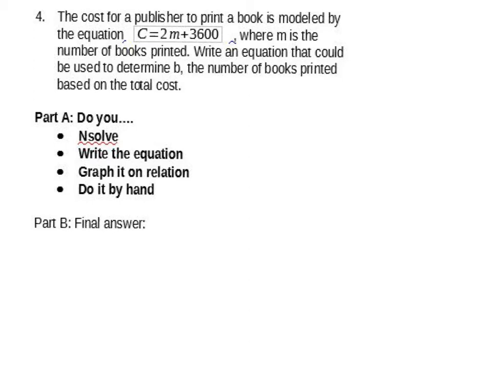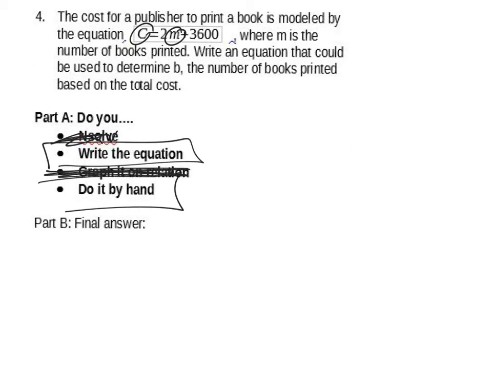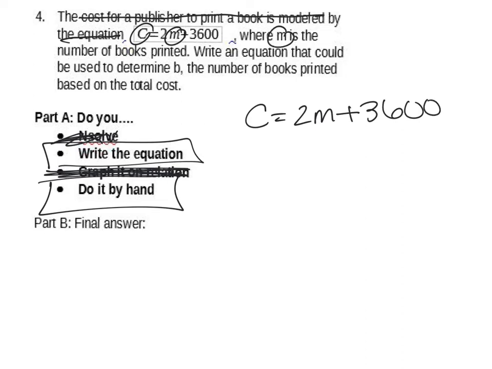Let's circle what's important. We can't do nSolve because we've got m and we've got C, so we cannot do nSolve. We cannot graph it on relation because we don't have an inequality. So we're going to write the equation and we're going to do it by hand. Now, the cost for a publisher is modeled by, that just means we're going to use this equation, C equals 2m plus 3,600. m is the number of books. That's all we need to worry about.